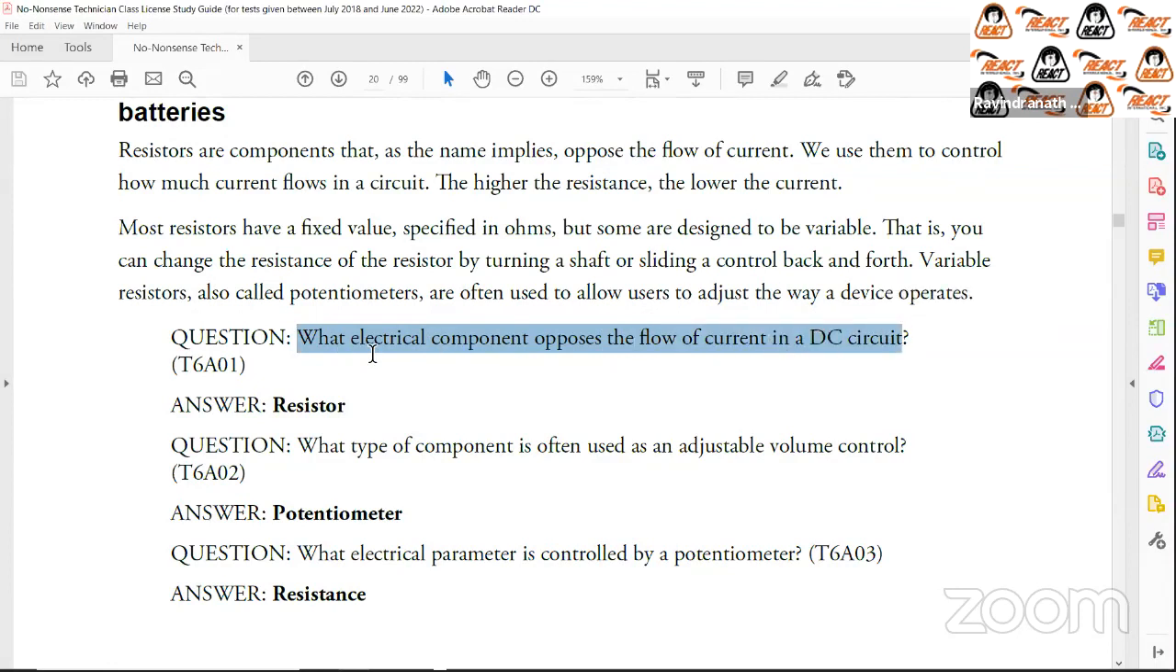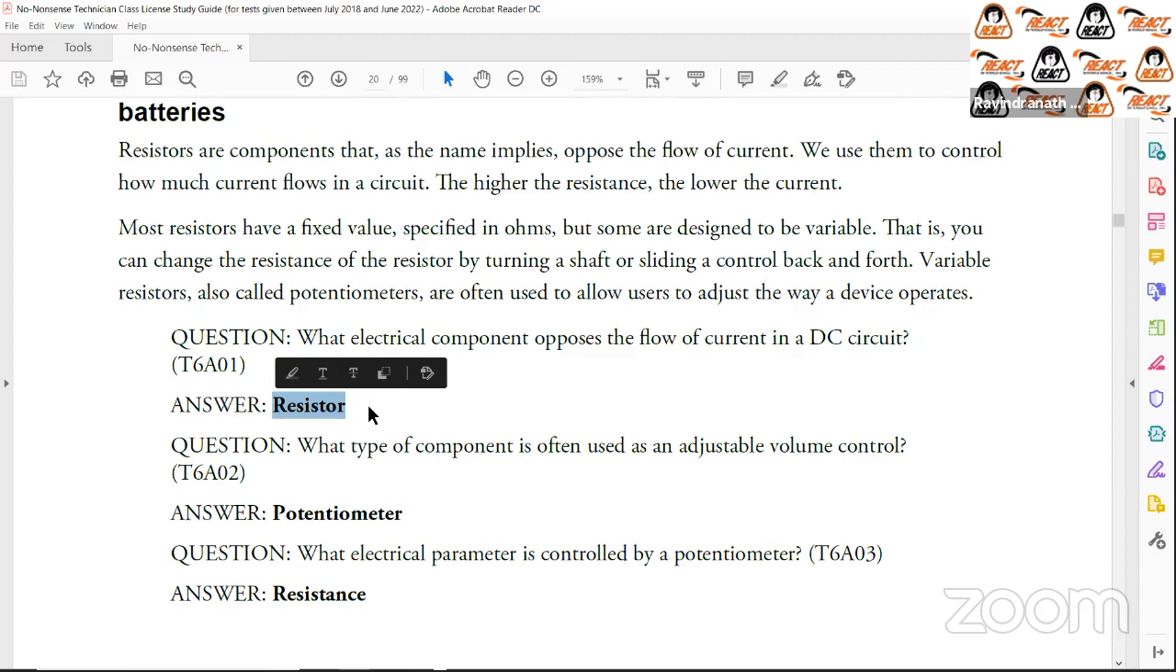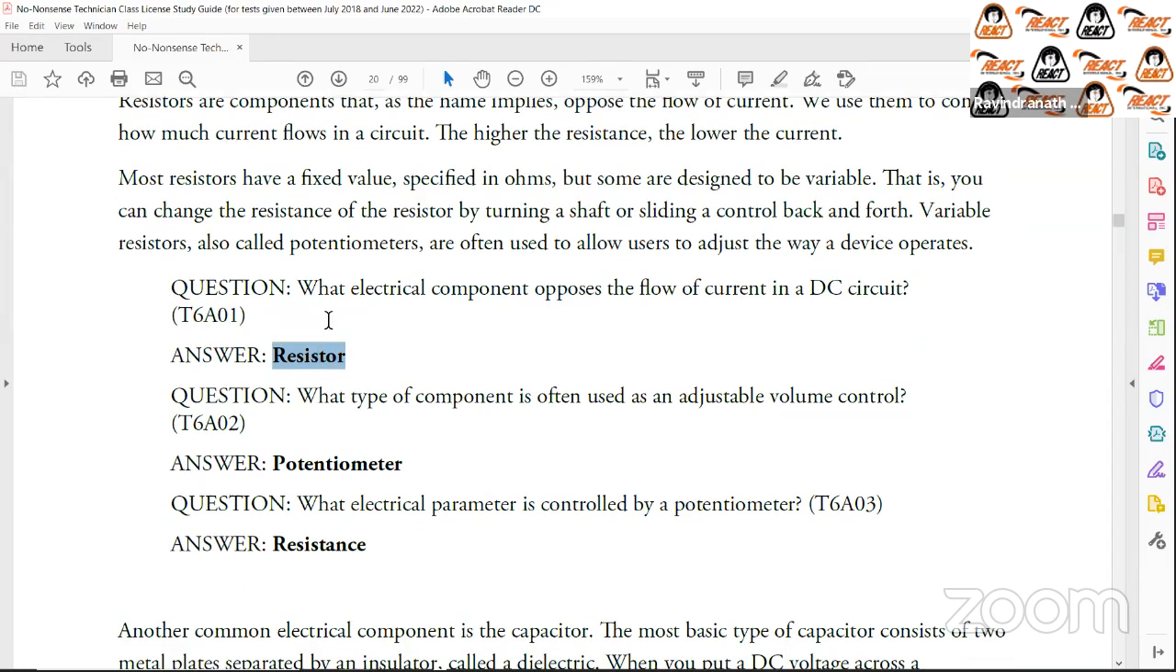What electrical component opposes the flow of current in a DC circuit? Well, we know that in a water circuit, it's a valve or a tap, and we know the electric equivalent of that is called the resistor. So therefore, the component that opposes flow of current is called a resistor. Again, we dealt with these concepts in lesson 1 and a bit in lesson 2. So if you need a review, please look at those videos.